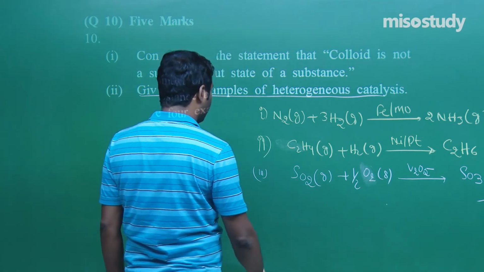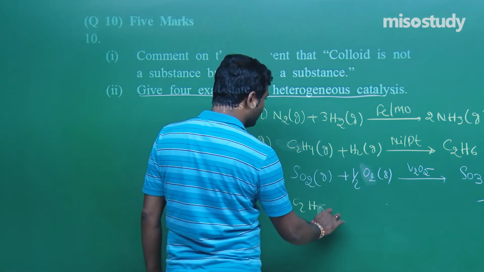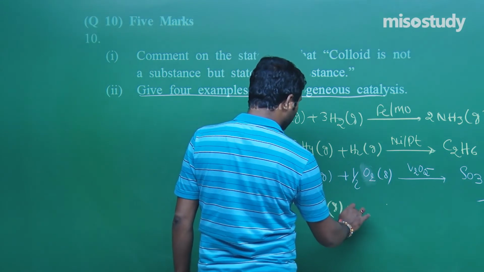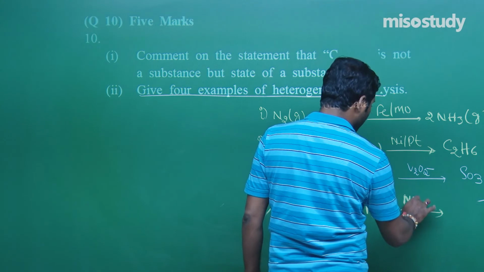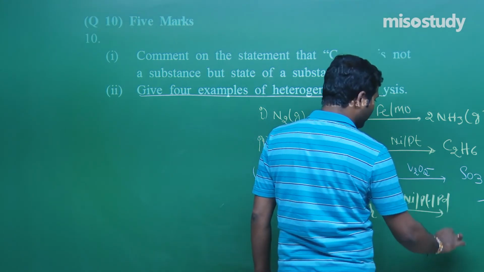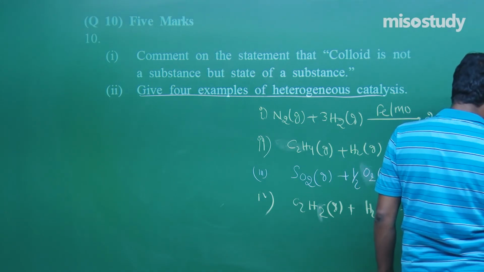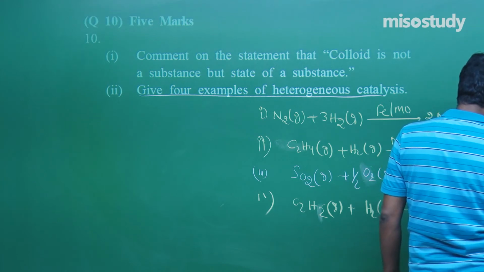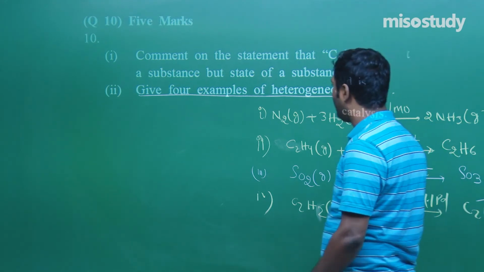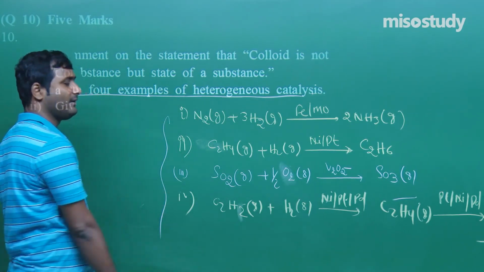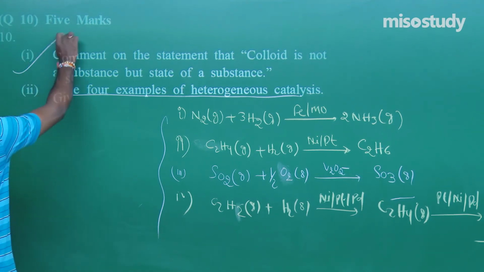Now again, if I write C2H2, acetylene, hydrogenation in presence of nickel, platinum, palladium, we get C2H4, and C2H4 on further hydrogenation in presence of nickel, platinum, palladium, finely divided nickel, gives you C2H6. These are examples of heterogeneous catalysis. Lots of examples are also there. Is it visible, my friend? Yeah. Now this is a question.